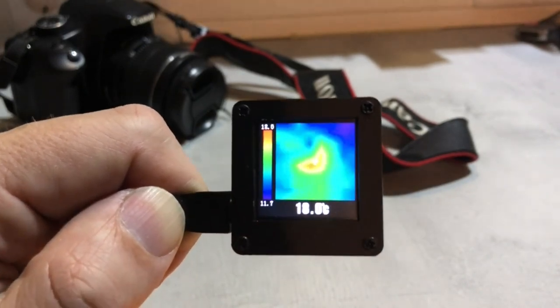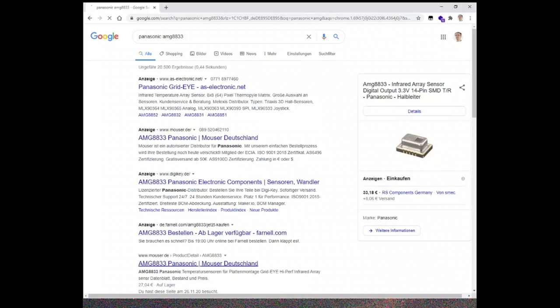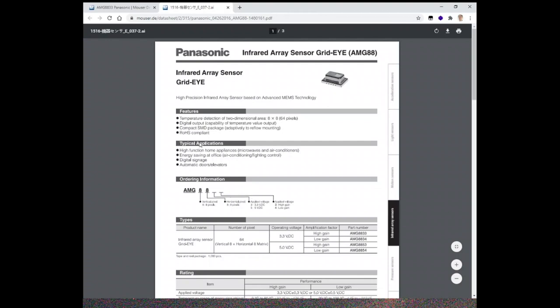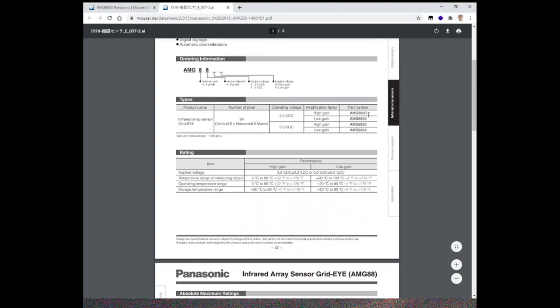Now, as said, I've been after this Panasonic Grid-EYE sensor for quite a while, and initially they were fairly high priced, but they have come down a lot, and they are available to the consumer market now. What we have here is the 8833, and that is the 3.3 volt high gain variant of the device. While high gain does seem like something you'd want, it does actually limit the temperature range of the sensor. So the high gain goes from 0 degrees centigrade to 80, while the low gain goes from minus 20 to plus 80 degrees.